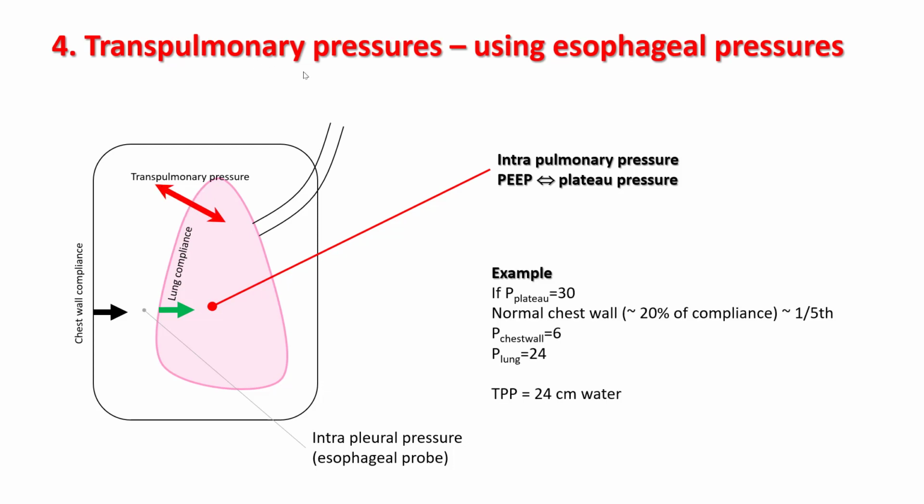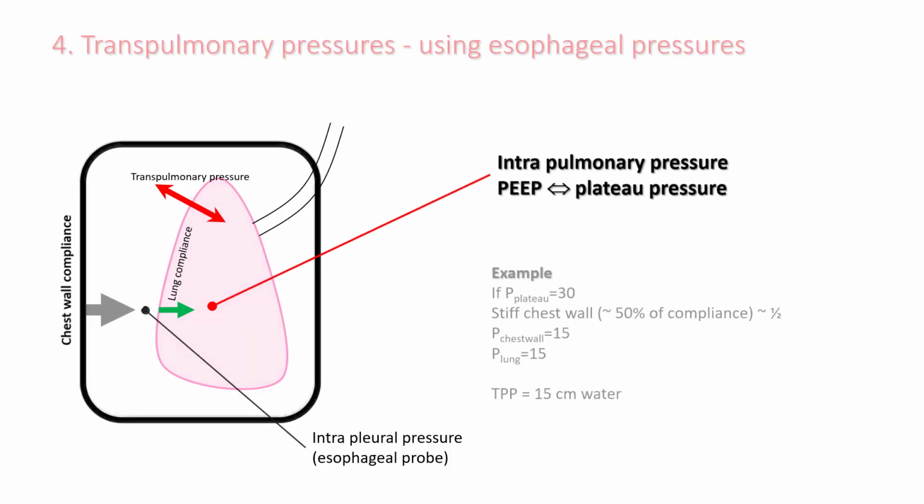So let's take an example. If we have a plateau pressure of 30 with a normal chest wall, and let's say the chest wall comprises 20% of the compliance, your component from the chest wall will be 6 centimeters of water and from the lung would be 24, and that will give you a transpulmonary pressure of 24 centimeters.